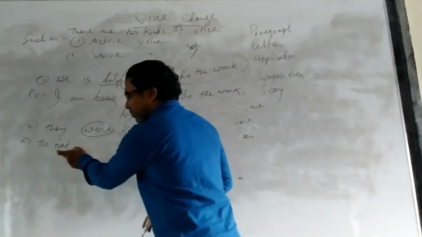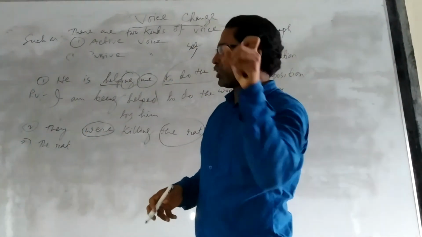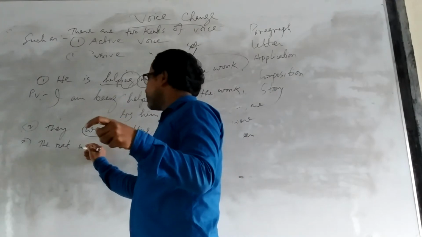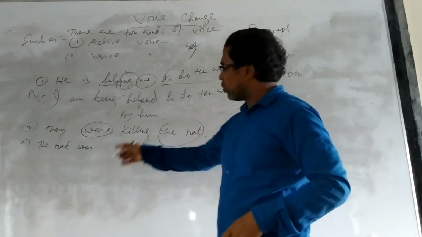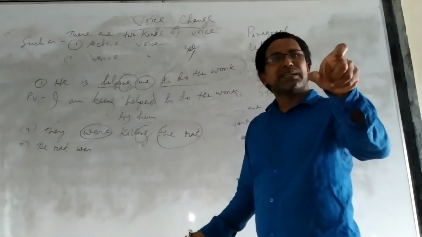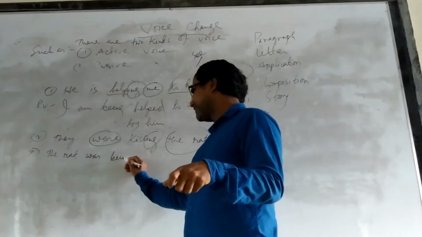Now our subject is the rat. It is third person singular. For the rat, we will take was because it is singular. For ing, we will take be.